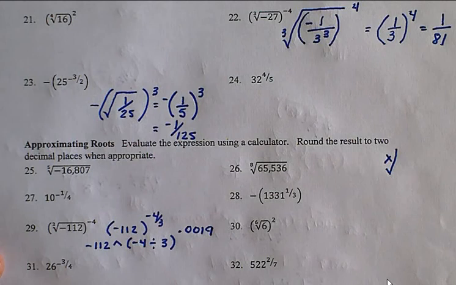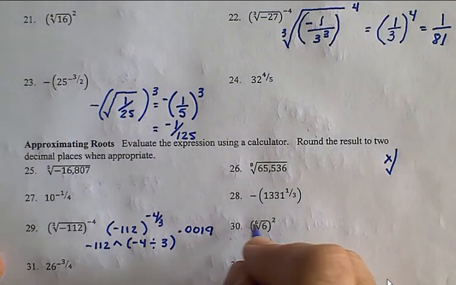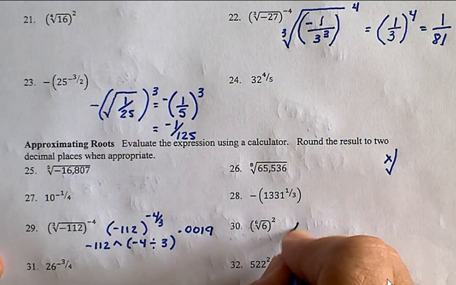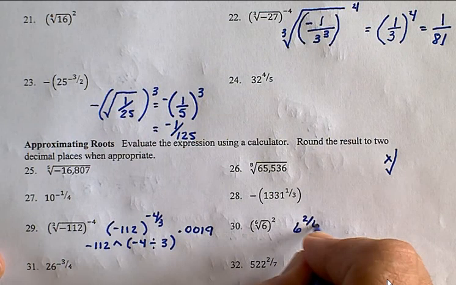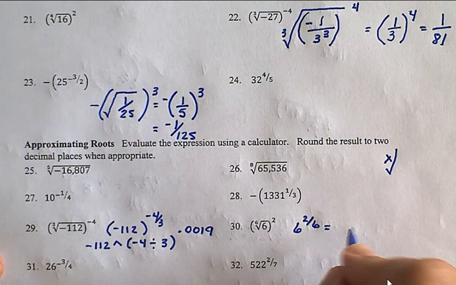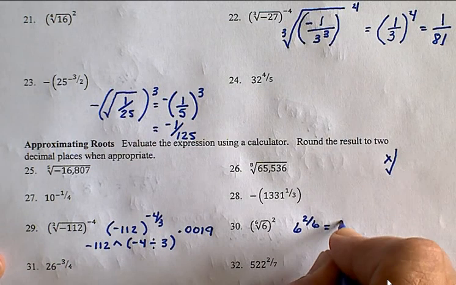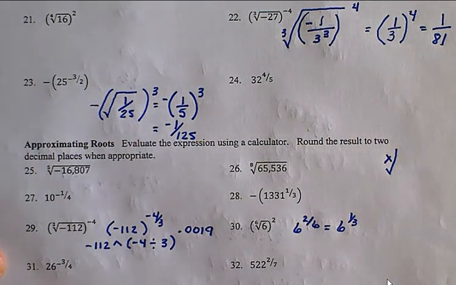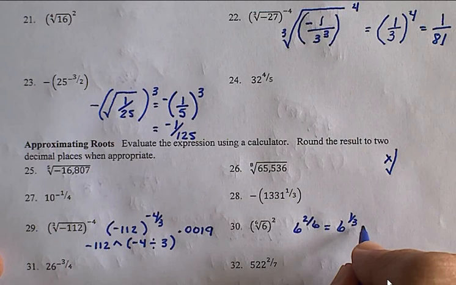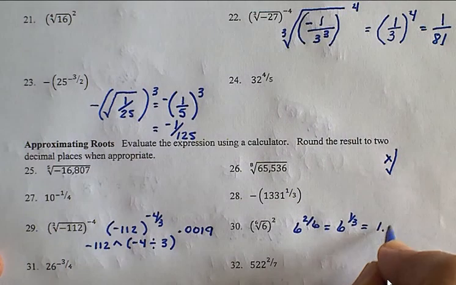On 30, same idea. If you change that, that's 6 to the 2/6 power, and you can reduce that. That's 6 to the 1/3. And again, use your caret button, the little thing that points straight up there. And then I got 1.82 when I type that one in.